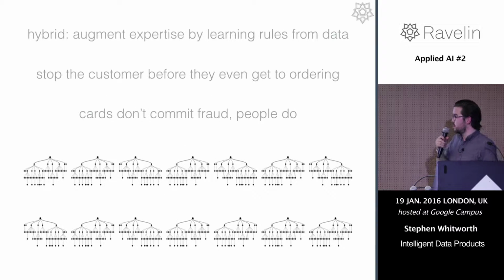What we try and do is augment this kind of human domain knowledge with large-scale machine learning, and our goal is to stop the customer before they even get to ordering with your application. And we think that it's not orders that are fraudulent or cards, it's actually the customers behind those things that are the fraudulent parts. So we try and agglomerate all of these things together and then think about them in terms of customers as opposed to cards or orders.